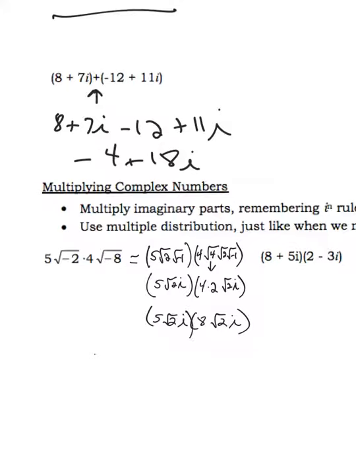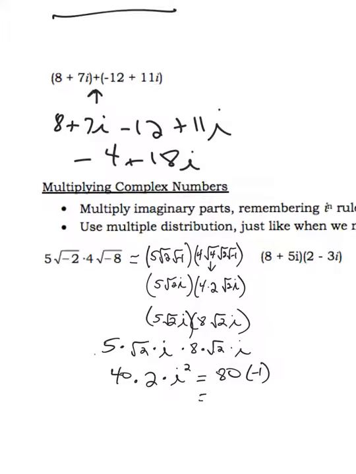Now if I look at this, what I'm looking at is 5 times the square root of 2 times i, times 8 times the square root of 2 times i. 5 times 8 is 40. The square root of 2 times the square root of 2 is 2. And i times i is i squared. If I look at my i table, i squared is equal to negative 1. So simplified, you're going to have negative 80.